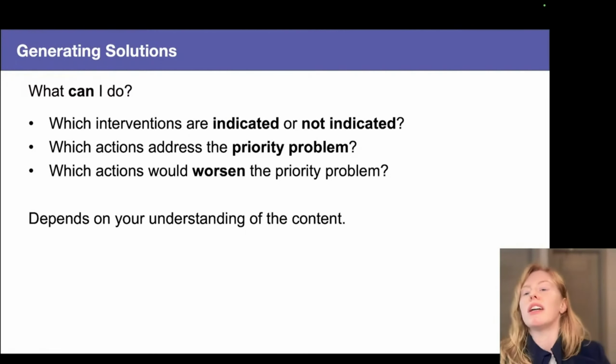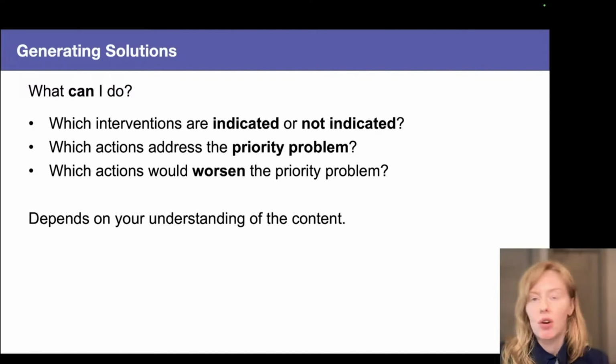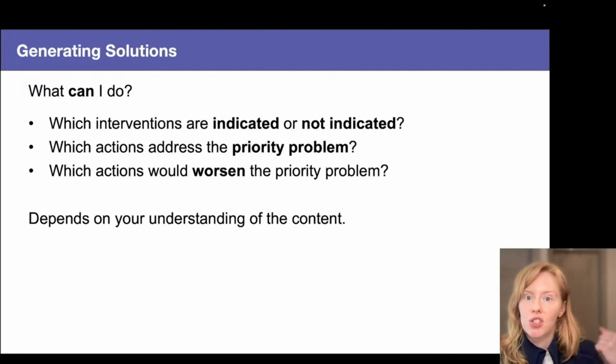Right, so next we're going to generate solutions in question 4. Figure out what I can do, what's indicated or not indicated, what's going to address the priority problem or worsen that problem. And remember, this depends on your understanding of the content, because I would treat dehydration, or impaired perfusion related to dehydration, with IV fluids. But if I tried to treat impaired perfusion from heart failure with IV fluids, I would overload my patient. So you really have to understand why you're doing each thing.